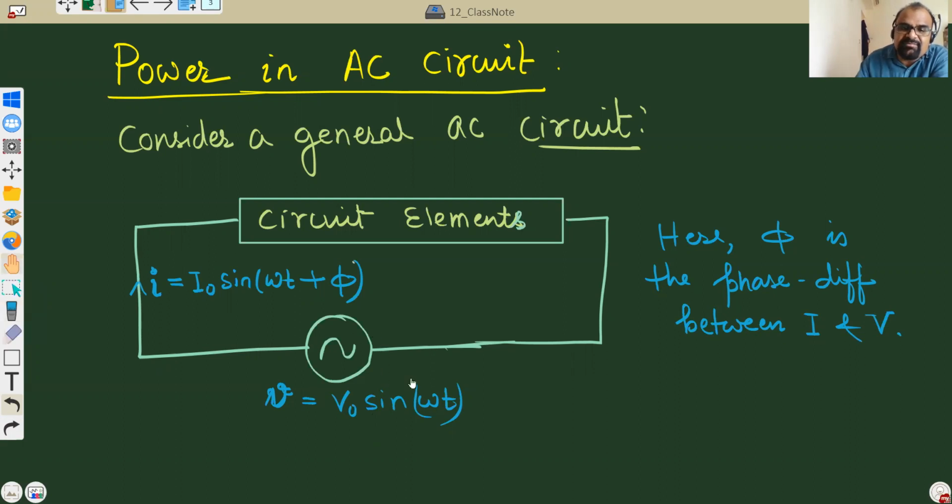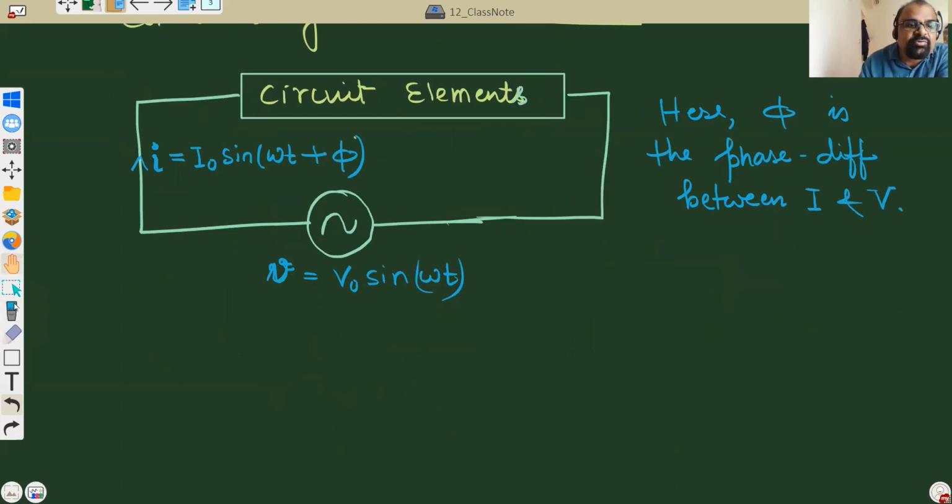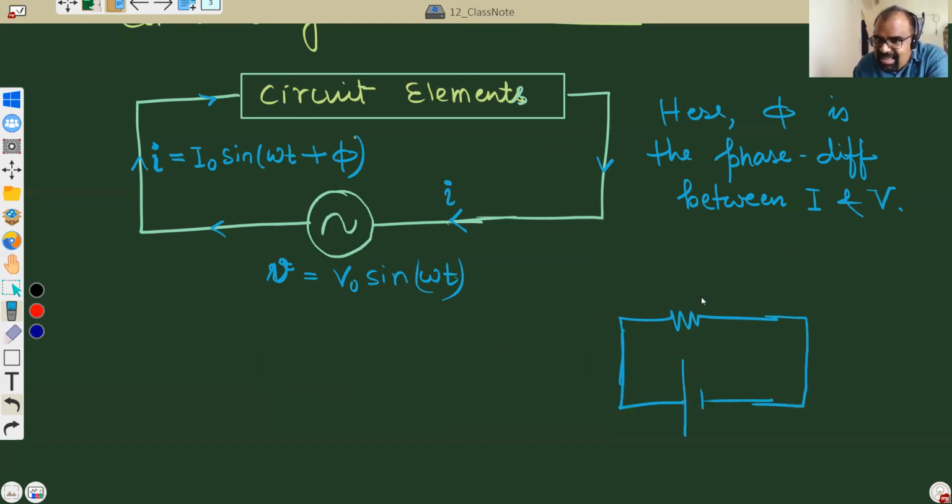Now, what is power delivered by this AC source? See, there is a current flowing like this. Whenever current flows through a source, it delivers power. Like in case of a simple DC circuit, okay, forget about the AC circuit, let's look at the DC circuit. And that too the simplest DC circuit, which is one resistor, one voltage, nothing else. Suppose current I is flowing. How much is the power delivered by this source? Power delivered by this source is V into I.